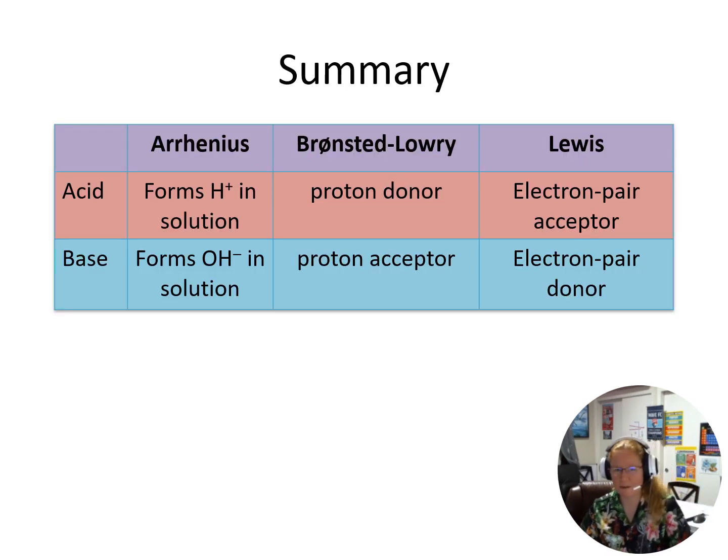All right, so when we look at these, our Arrhenius definition, our acid forms H plus in solution, base forms hydroxide. Bronsted-Lowry, acid's a proton donor, base is a proton acceptor, and then that Lewis has to do with the electron pairs, and we're not going to delve too far into that, but I wanted you to be aware that there were 3 different ways that we could define an acid and a base.